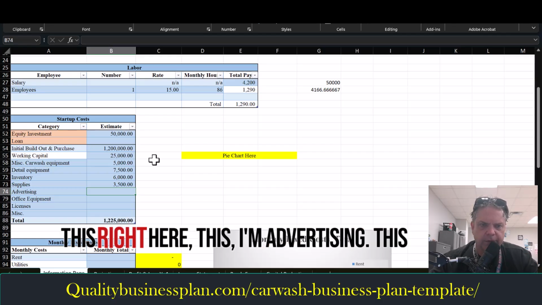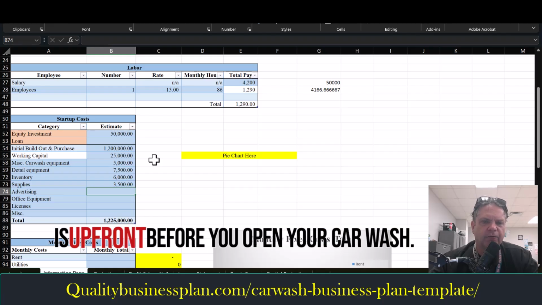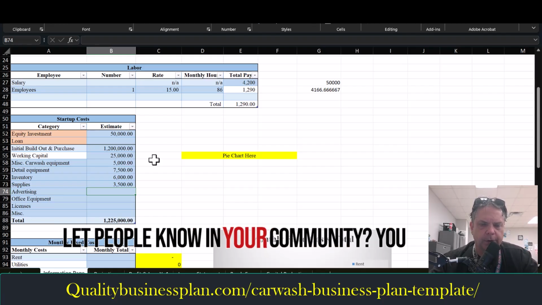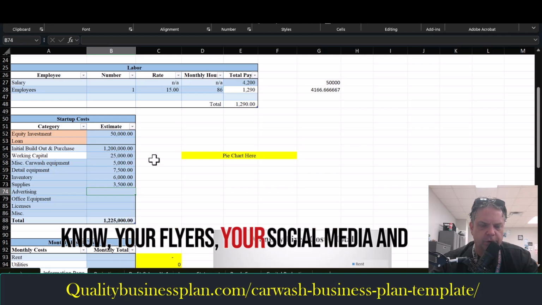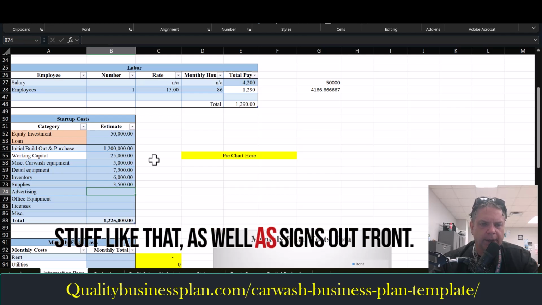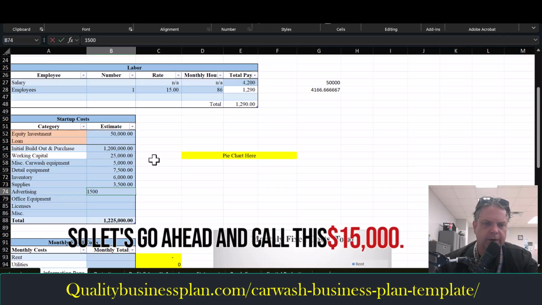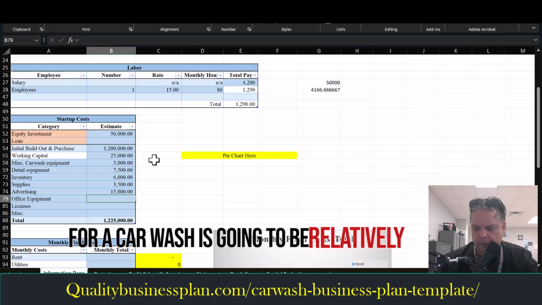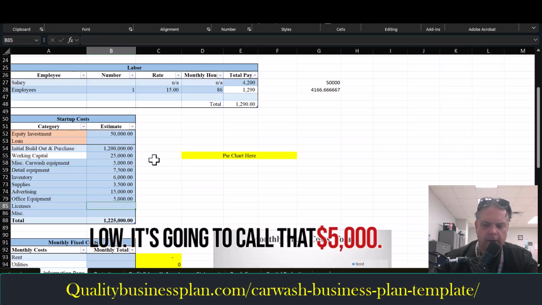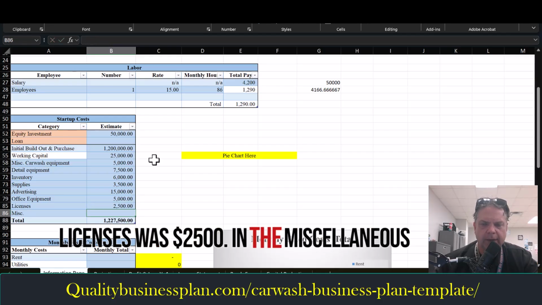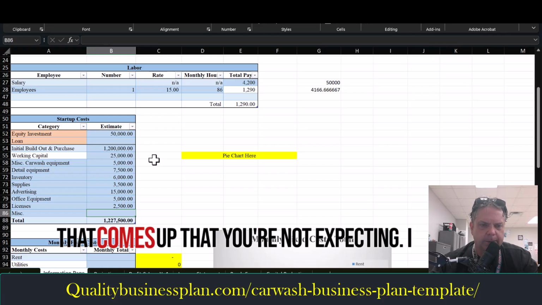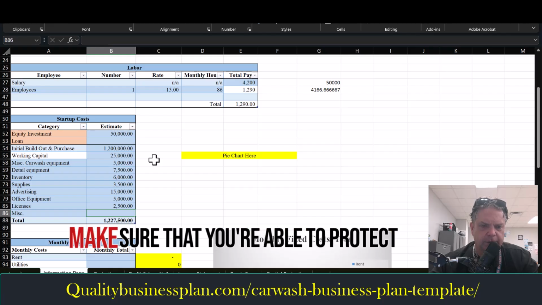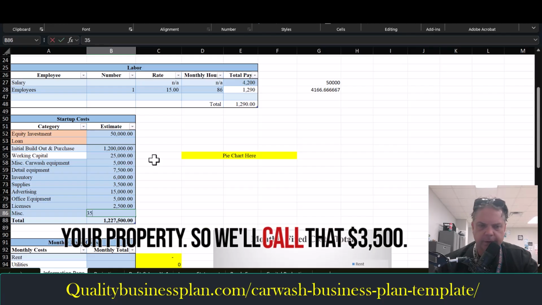Now this advertising is upfront, before you open your car wash. How much money do you want to spend to let people know in your community, your flyers, your social media, and stuff like that, as well as signs out front? So let's call this $15,000. Office equipment for a car wash is going to be relatively low. Let's call that $5,000. Licenses, let's call it $2,500. And the miscellaneous is going to be anything that comes up that you're not expecting. Maybe you want to put a security system out front, a few cameras, just to make sure that you're able to protect your property. So we'll call that $3,500.